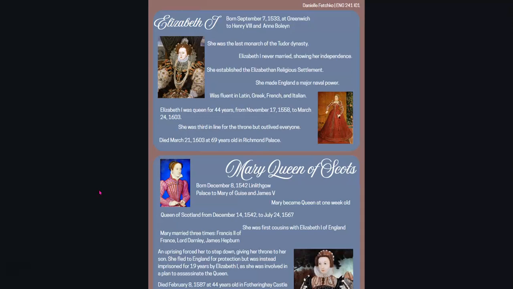She was a Catholic, and she was like the queen of a largely Protestant country, and as we mentioned, Protestants and Catholics did not get along during this time, and so eventually she was forced to step down from the throne in favor of her son, James VI, and she fled to England in hope to get some support from Elizabeth I, but instead she spent nearly 19 years in imprisonment at the hands of Elizabeth I, as she was involved in a plan to assassinate the Queen. She died February 8th, 1587, at 44 years old in Fotheringhay Castle.